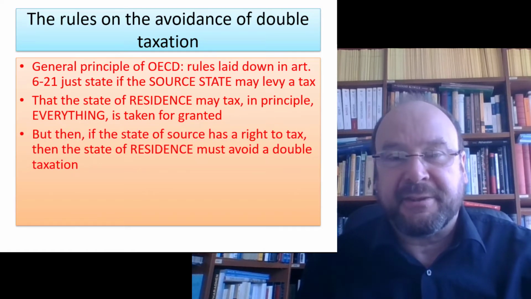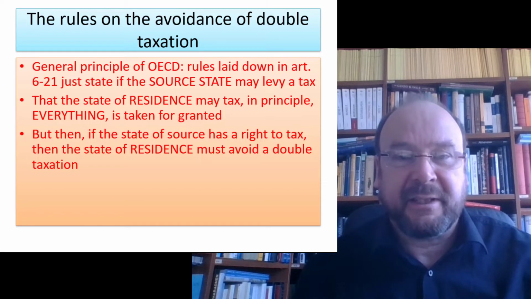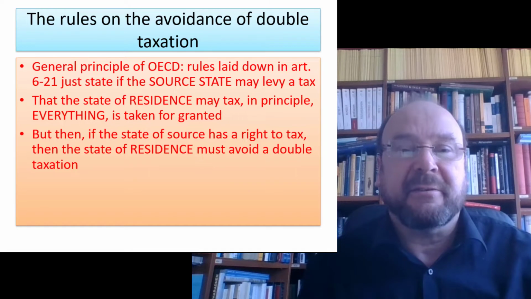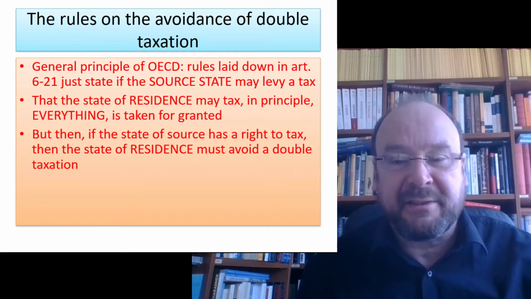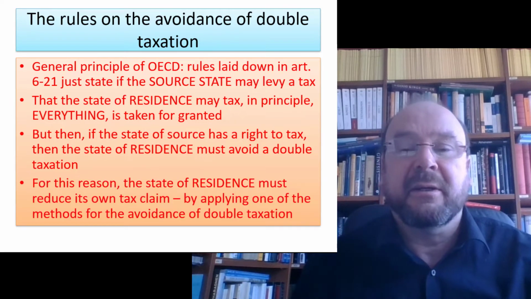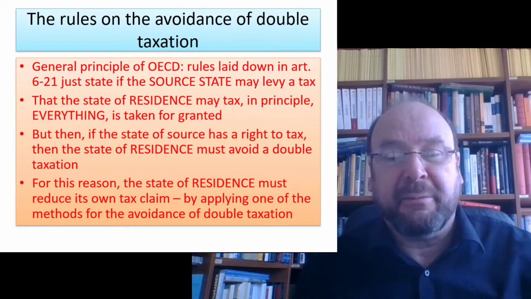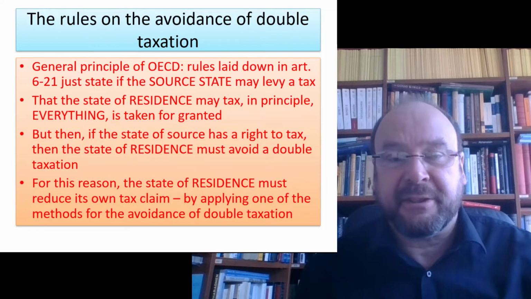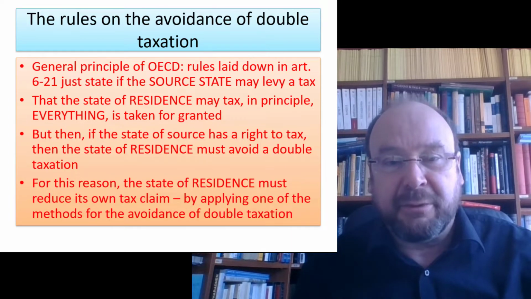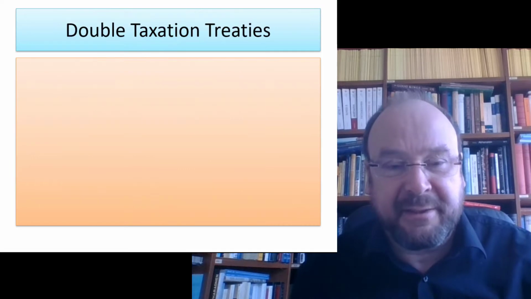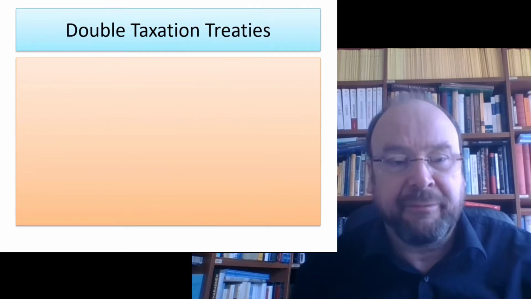But if the source state has a right to levy a tax, then it's the duty of the state of residence to avoid a double taxation. So they must reduce their claim for their own tax by applying one of the methods for the avoidance of double taxation. Now, you know, in principle, there are 4 methods, but the OECD regards only 2 methods as fitting.